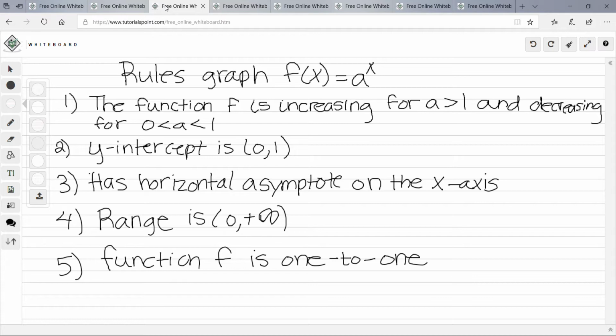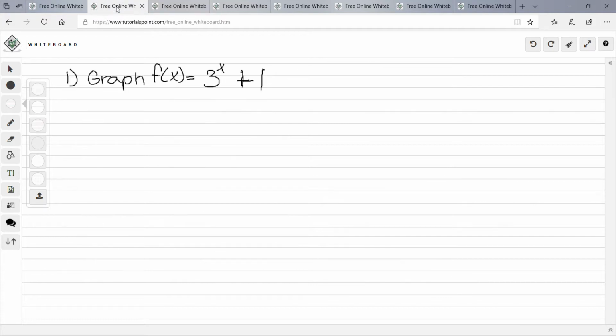So basically, if a is less than 1 but still positive, it's decreasing. And I'll go over this when we graph it, and this will probably make all sense when we graph it. And then the y-intercept is (0, 1). It has a horizontal asymptote on the x-axis, and the range is from 0 to positive infinity, and the function is 1 to 1. So this probably doesn't make sense now, but when we graph it, it will.